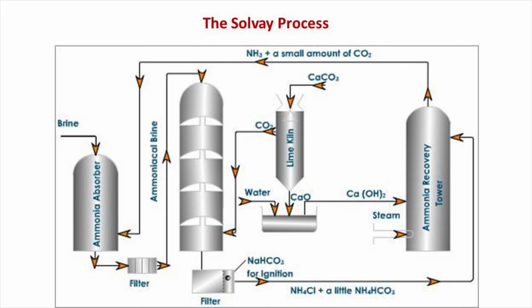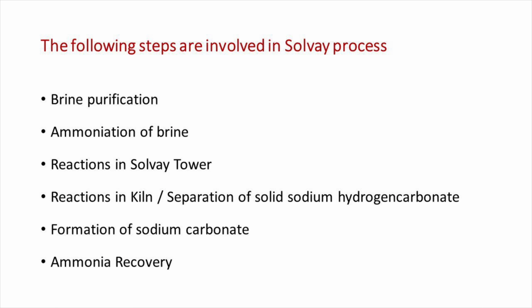This is the flow diagram for the Solvay process. It contains 4 towers: ammonia absorber, carbonation tower, lime kiln and ammonia recovery tower. The following 6 steps are involved in the Solvay process. These are brine purification, ammoniation of brine, reactions in Solvay tower or carbonation tower, reactions in kiln or separation of solid sodium hydrogen carbonate, formation of sodium carbonate and ammonia recovery.